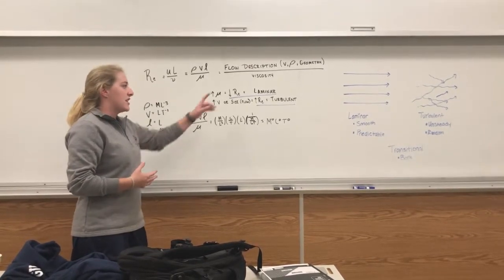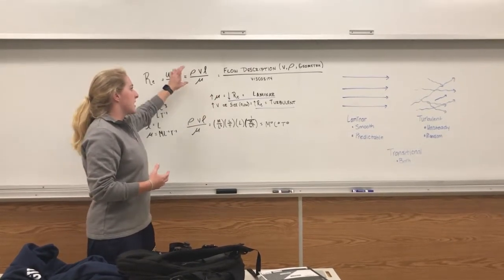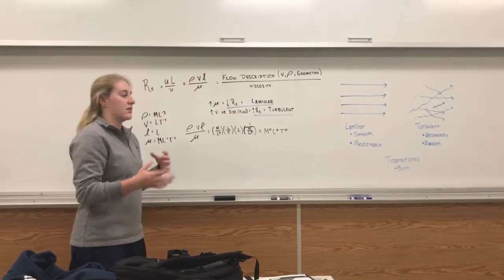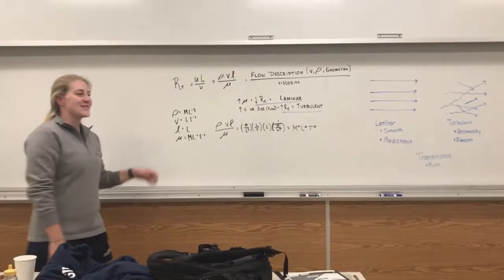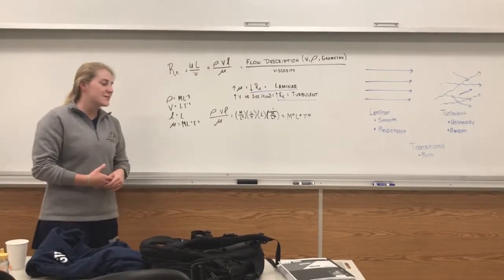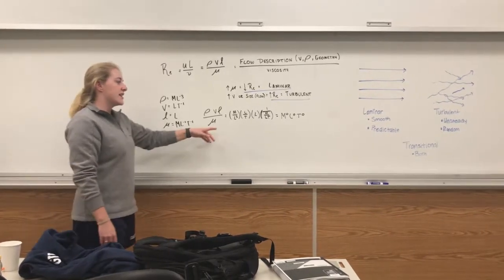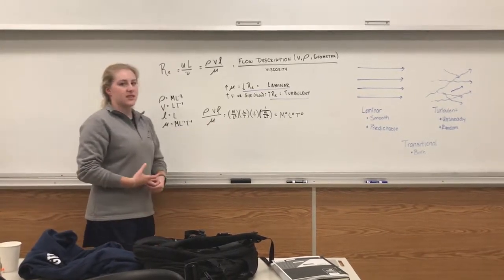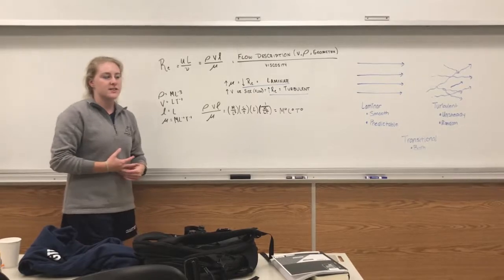And you can change any type of flow by changing any of the numbers that you put in here, so any characteristic of the fluid. So we did out the math for Reynolds number, and as you can see, all the units end up canceling out, which means that the number itself is unitless.